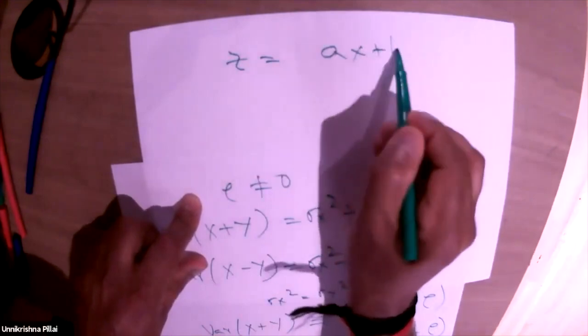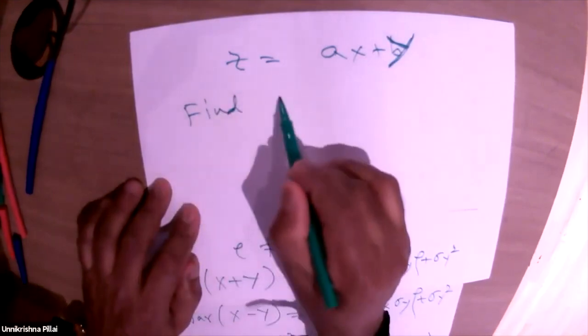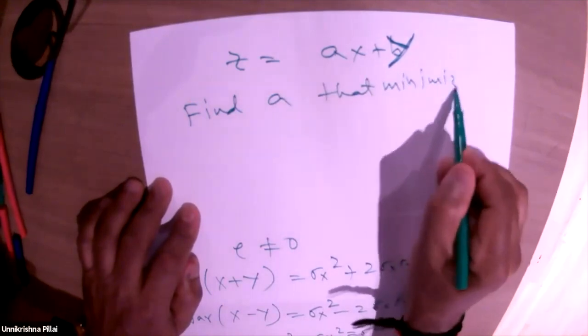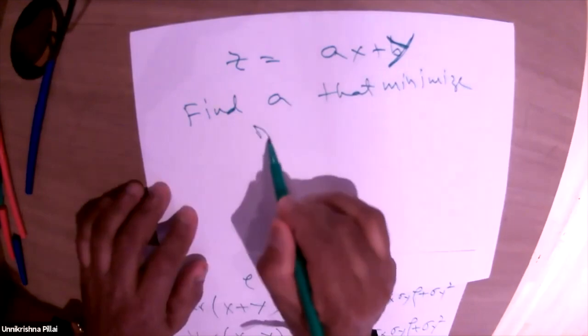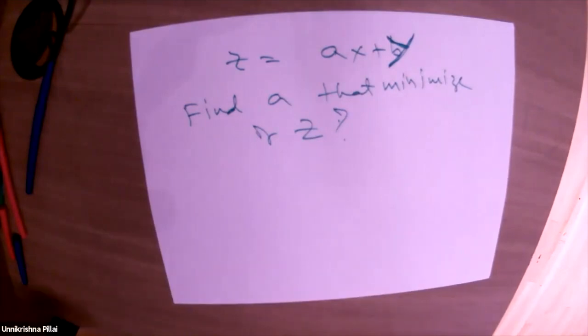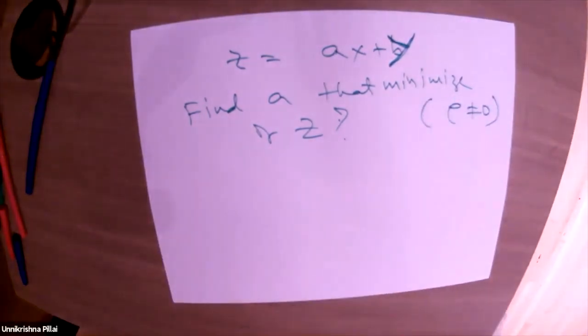So let me give you this problem. Z is AX plus Y. Find the value of A that minimizes the variance of Z. See whether you can go home and do it. X and Y are, of course, rho is not zero. In other words, X and Y are correlated, not Gaussian or anything, correlated random variables with different means and different variances. So if I take a combination AX plus Y, what is the value of A which will minimize the variance of Z? See whether you can address this problem at home.